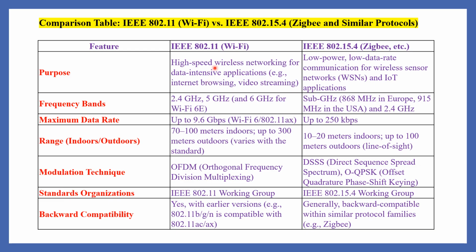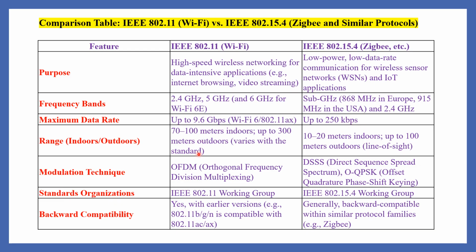The main purpose of the Wi-Fi standard is it provides high-speed wireless networking for data-intensive applications like internet browsing, video streaming, things like that. Wherein for the WSN standard 802.15.4, low power, low data rate communication for WSN as well as for IoT applications. Here the frequency band is 2.4 GHz, 5, and also up to 6 GHz, wherein over here it is maintained at not more than 2.4 GHz. As I told you, it is license free. And the maximum data rate for Wi-Fi is 9.6 gigabits per second, wherein for this it is 250 kilobits per second.